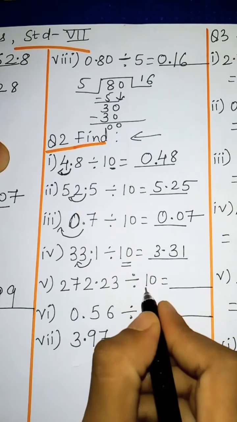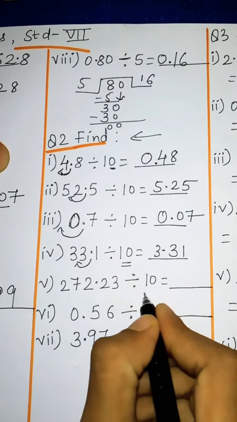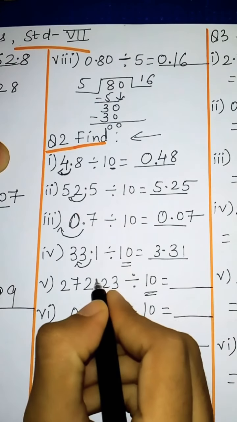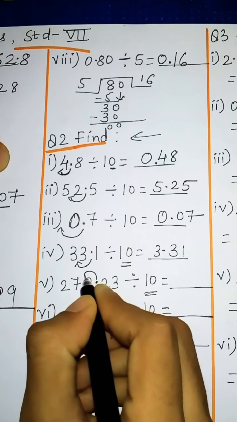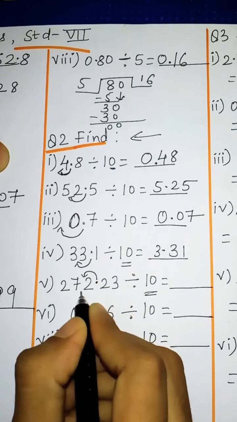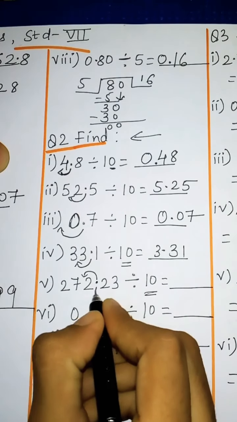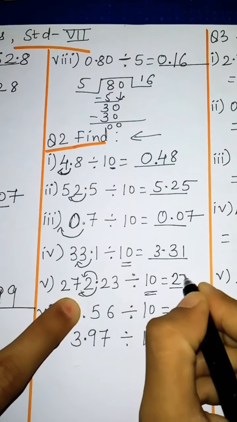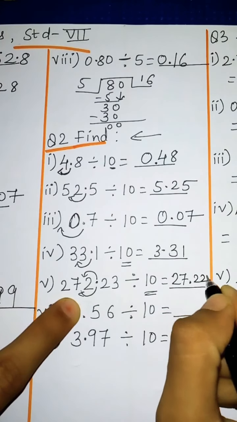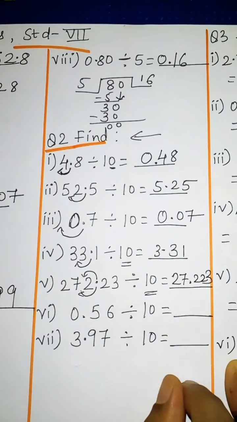Fifth one, again we have to shift the point one time because again 10 is given. So where is the decimal point? Here. So now we will shift. After 7 means here the point will come. This point we will shift here. One time we will shift. So it will be 27.223. So this will be our answer.